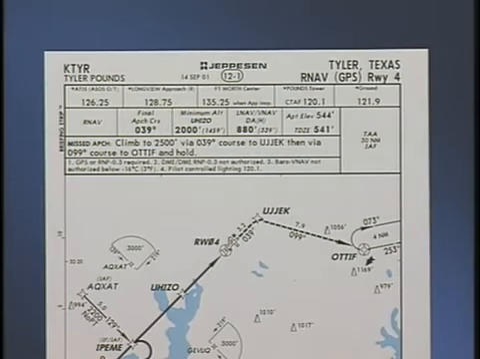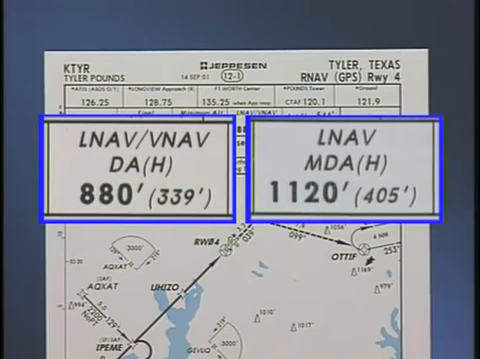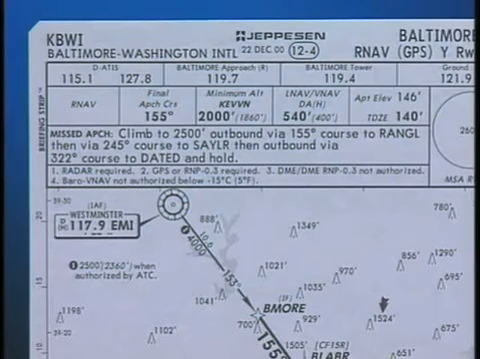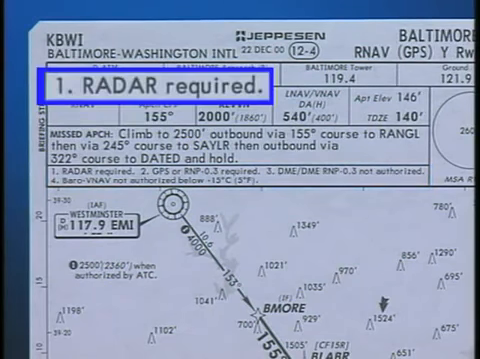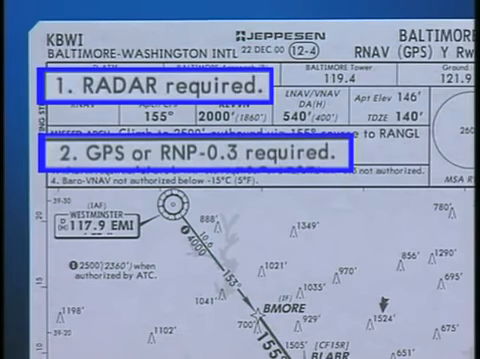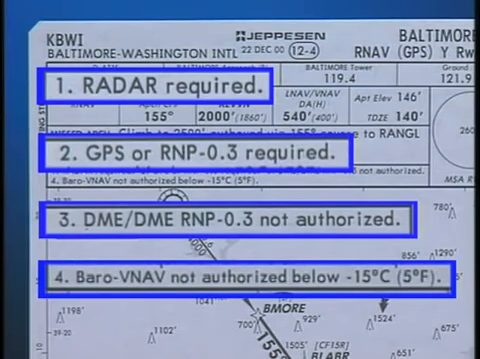Another change in the heading section is the way decision altitudes are portrayed. The lowest decision altitude or minimum descent altitude is still given. However, it is referred to as the LNAV/VNAV DA (H) or the LNAV MDA (H). New notes will also show up on RNAV charts in the heading portion of the chart. You may see requirements for the approach such as radar required, GPS or RNP 0.3 required, DME RNP 0.3 not authorized, and Baro VNAV not authorized below -15 degrees Celsius.